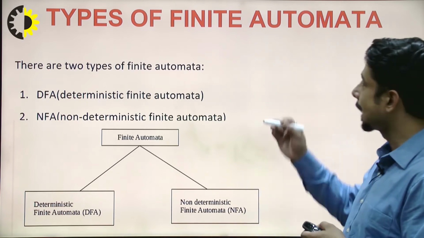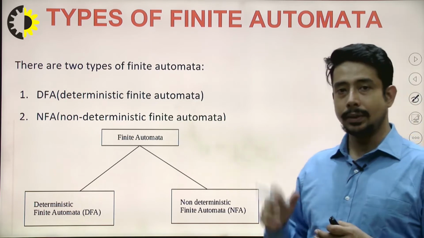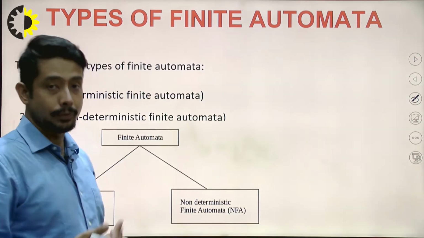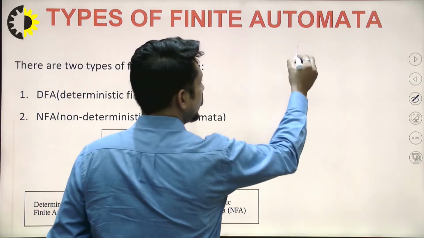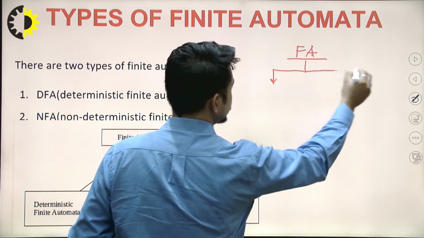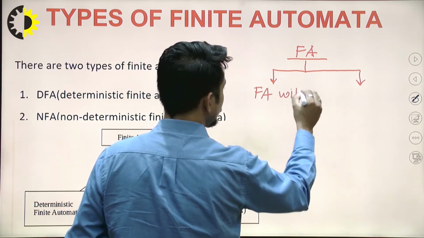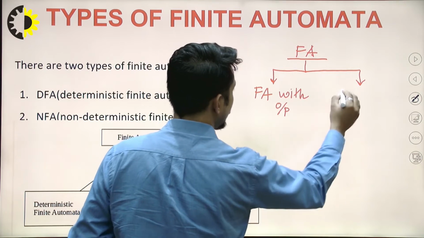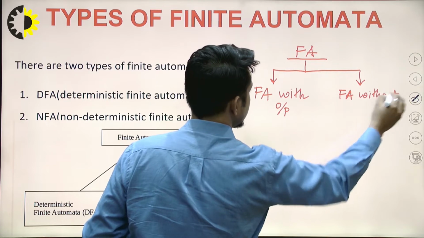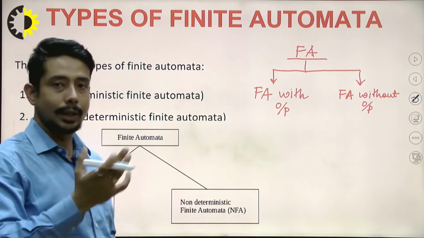The next topic is types of finite automata. Overall, I have defined only the basic content which is required right now. But if we want to look into the main concept of different types of finite automata, I will let you know. If we talk about finite automata, we can divide it into two categories. One is finite automata with output, and the other one is finite automata without output.